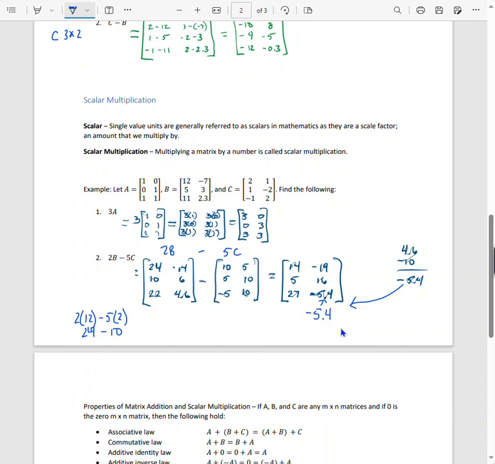All right, so to summarize, two matrices are equal if they are the same size and their corresponding entries are equal. We can only add or subtract matrices of the same dimensions or same size. And a scalar multiplication is just multiplying every entry in a matrix by that real number value.